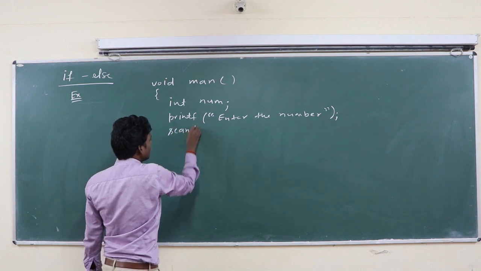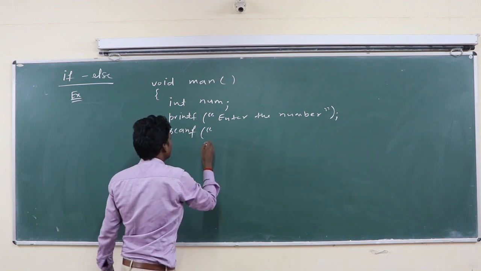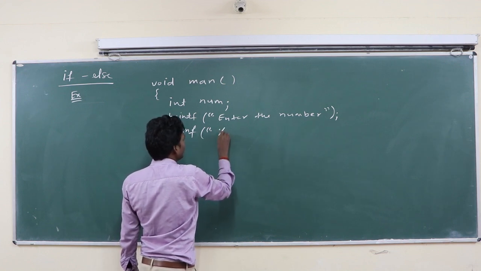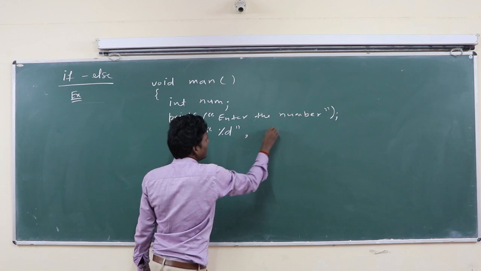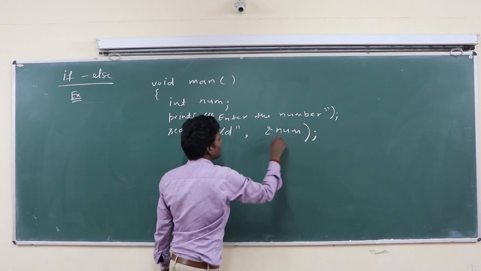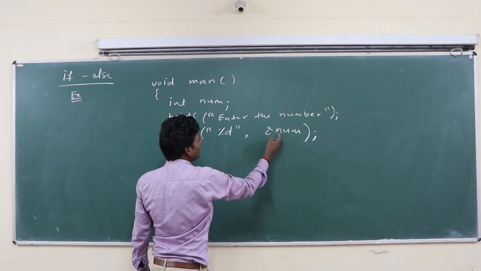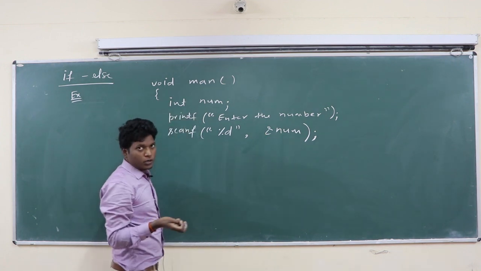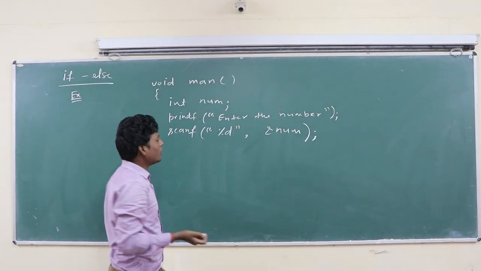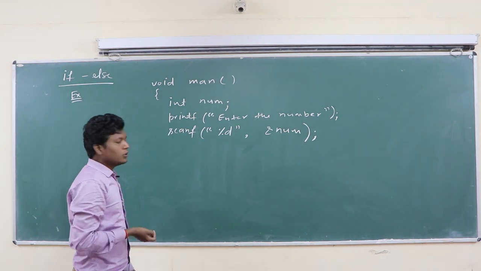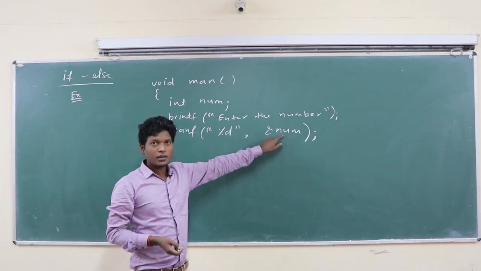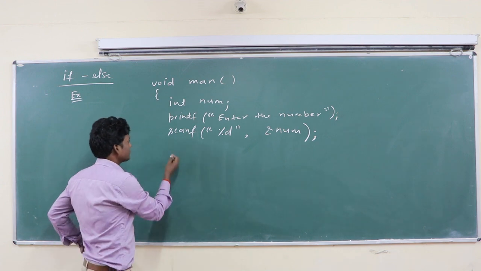Now the user inputs the number through scanf, %d and &num. Here you have entered the number. Now you can perform the operation you want. So here the operation is to check whether the given number is odd or even.